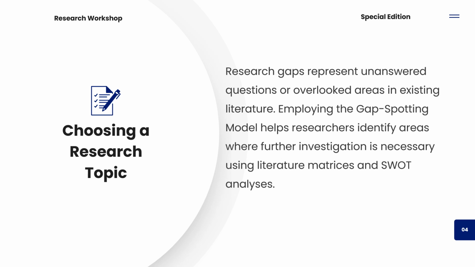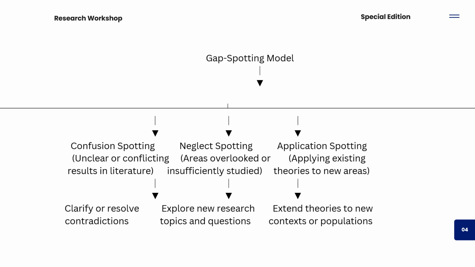I want to believe we're all familiar with SWOT analysis, where you check for the strengths, the weaknesses, the opportunities, and the threats to that particular idea or topic that you are looking at. All right. So you want to do this analysis after the gap spotting model. And what does it entail?